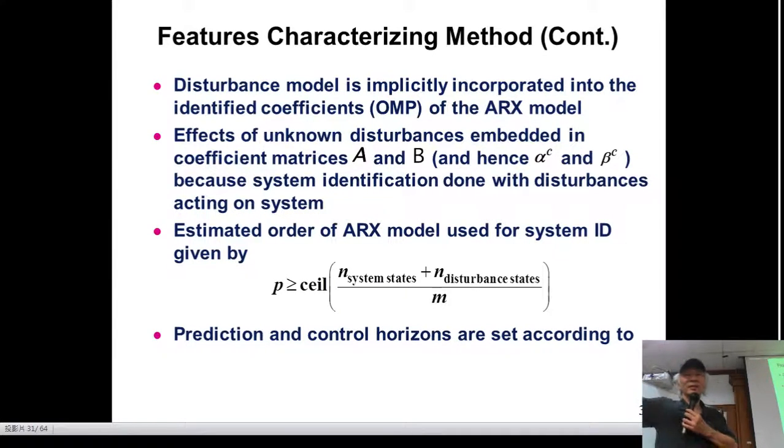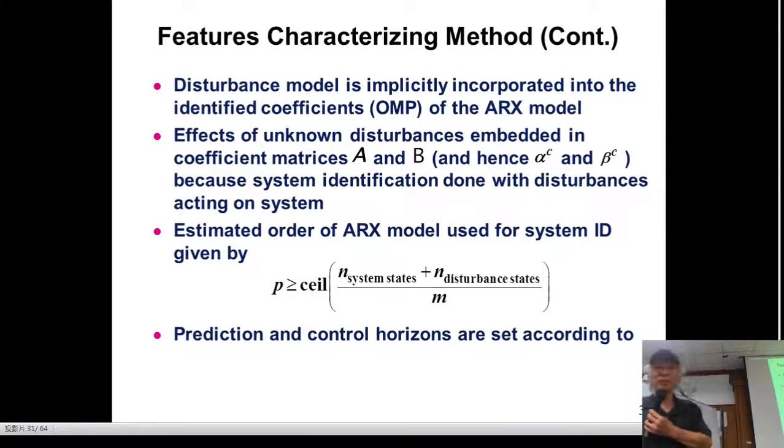And if I say the number of disturbance states is 0, and the number of system states is 5, and most of the time it will be an even number, like 6. And I give you, say, the number of sensor outputs is 2. Then P, you get to pick P. What is P? All right. 6 divided by 2 is 3. So you have to pick P minimum. That's 3. That's the minimum P.